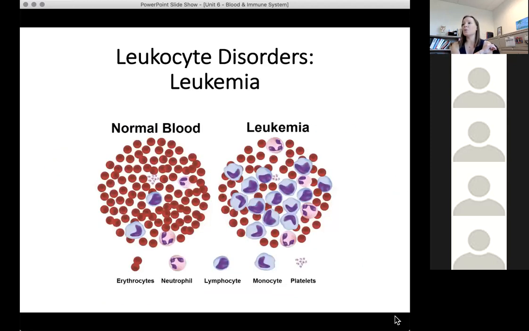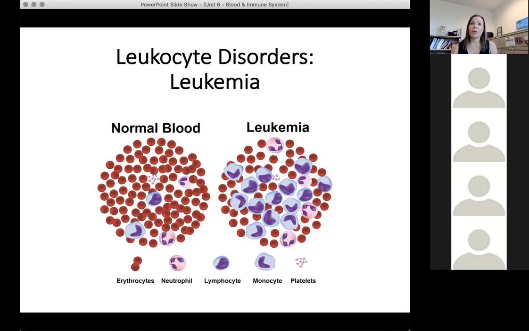All right, so leukocyte disorders, there's really just one group of disorders that you need to be familiar with, and that is leukemia. There's various types of leukemia. So just know that it's a group of cancerous conditions involving the overproduction of abnormal leukocytes. So you're actually making a lot of leukocytes, but they are abnormal. And that means that they are not performing the usual function of leukocytes.